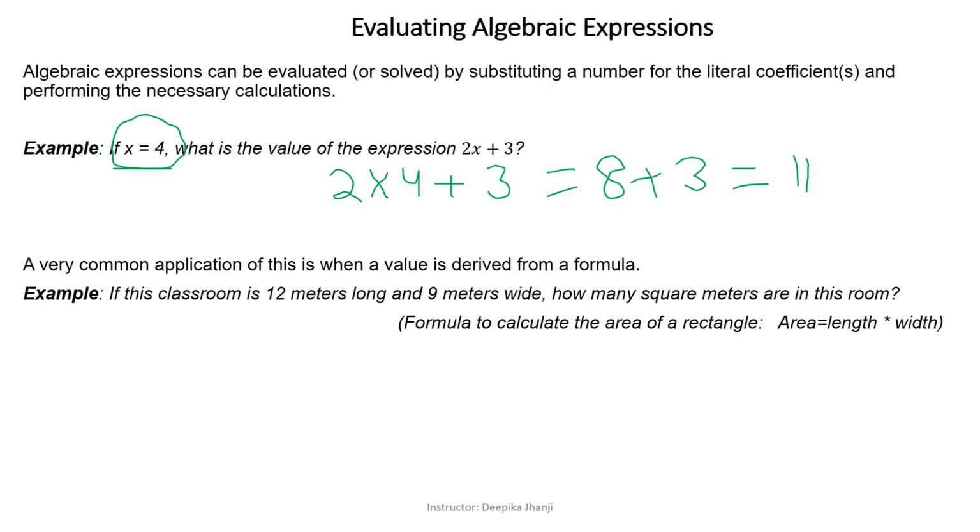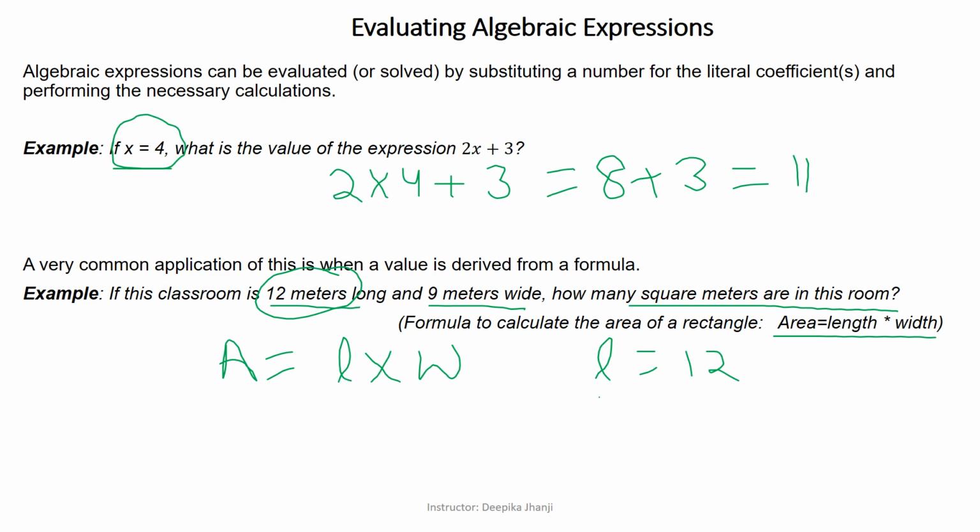The second example is you have a classroom 12 meters long and 9 meters wide. We need to find how many square meters there are in the room. That means we need to find the area. Now, the formula to calculate the area of a classroom is length times width. Now, the length here is 12 meters, right?